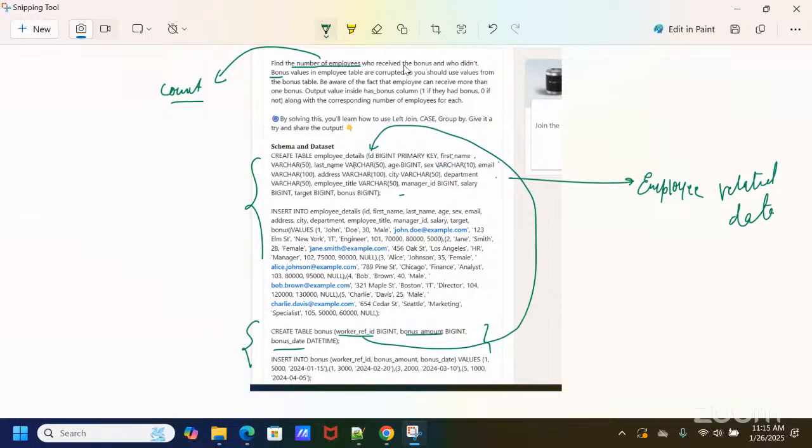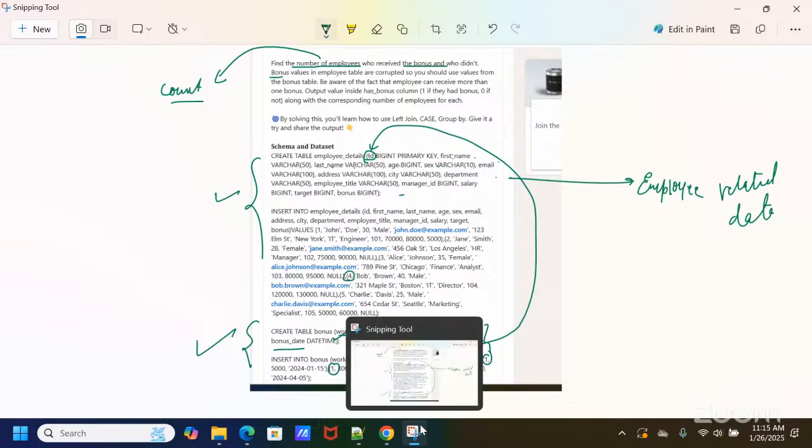If you got the bonus, I want to find the people who got the bonus. It means the data present in this table, the same worker is present in the bonus table. If your worker ID in this table is present in the bonus table, it means you got the bonus. Like number one got the bonus, number three got the bonus, number five got the bonus. And if the ID is not present here, for example ID 4, he is not present in this table, he doesn't get a bonus.